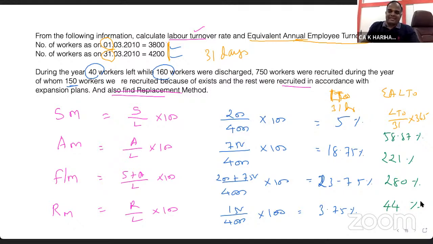Since the days are specifically available, 31 days, we took 31 days and converted it into one year, equal to 365 days. If the beginning of the month and the end of the month are given, you can multiply with 12. Slight changes will come, nothing to worry. But specifically the given number of days, that's why we took days.